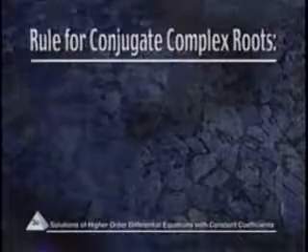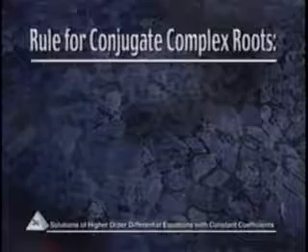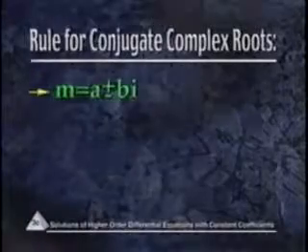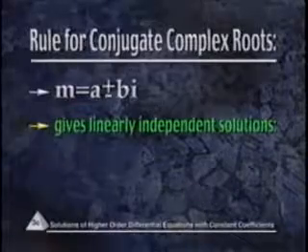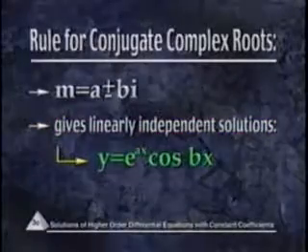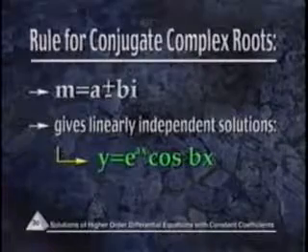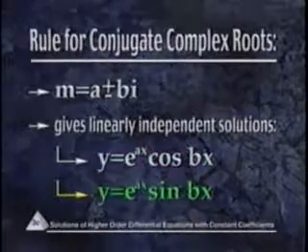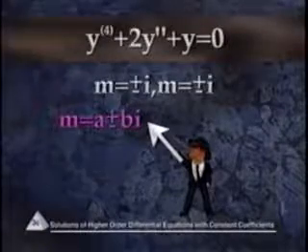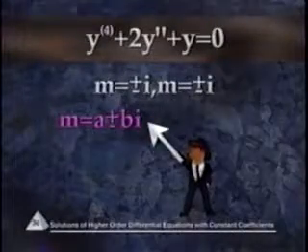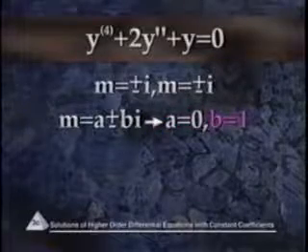First, let's recall the rule for conjugate complex roots, since we've got a couple of them here. We said earlier that a root of the form m equals a plus or minus bi gives the linearly independent solutions y equals e to the ax times the cosine of bx and y equals e to the ax times the sine of bx. Comparing our roots of m equals plus or minus i to the general form, m equals a plus or minus bi, we see that in our case a equals 0 and b equals 1.